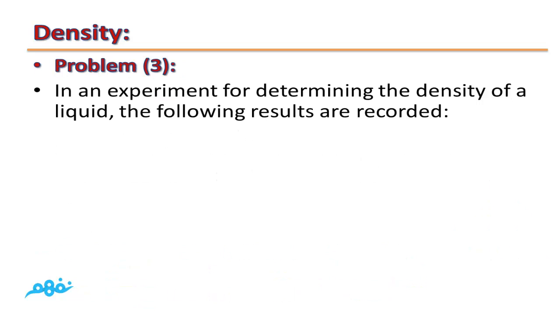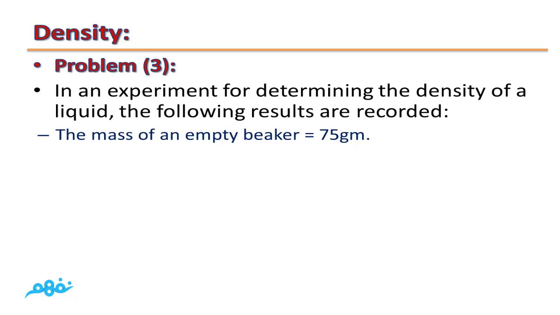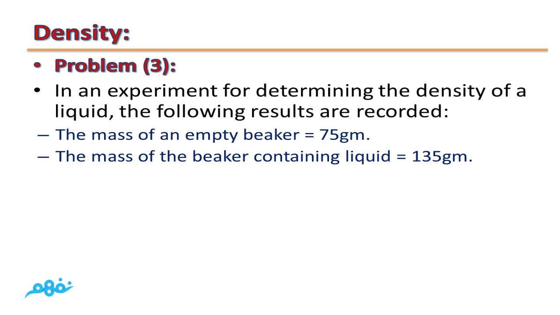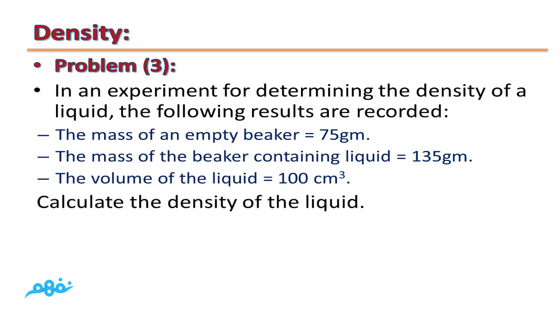Problem 3. In an experiment for determining the density of a liquid, the following results are recorded. The mass of an empty beaker equals 75 gram. The mass of the beaker containing liquid equals 135 gram. The volume of the liquid equals 100 cubic centimeter. Calculate the density of the liquid.